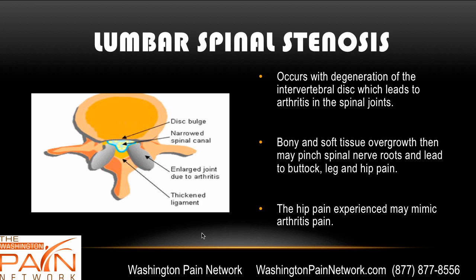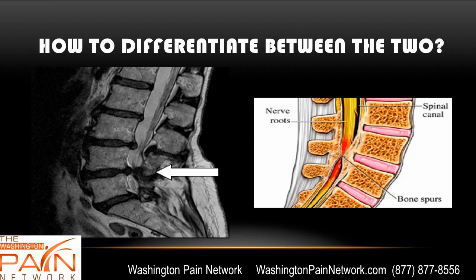Here's a cartoon of spinal stenosis. Here's the disc area, then you have the canal for the spinal cord. Normally this is almost like a circle or an ellipse. But here it's a triangle, and that occurs when you start to get bony overgrowth from joint arthritis, and you also get soft tissue overgrowth, and it impinges on the spinal cord and the nerve roots as they're trying to get out. That's called spinal stenosis, and it may cause pain in the hip that mimics arthritis pain.